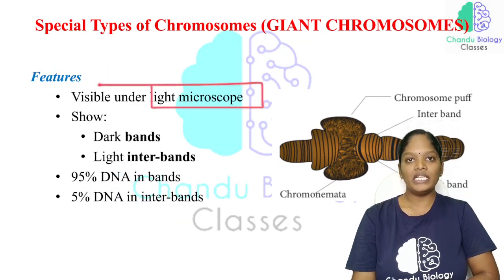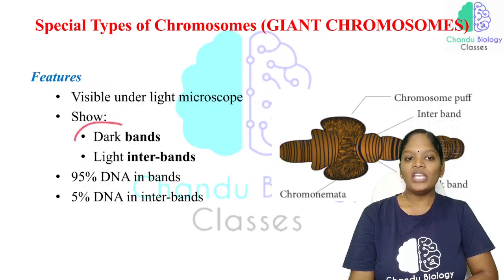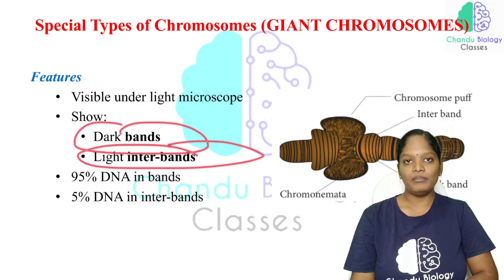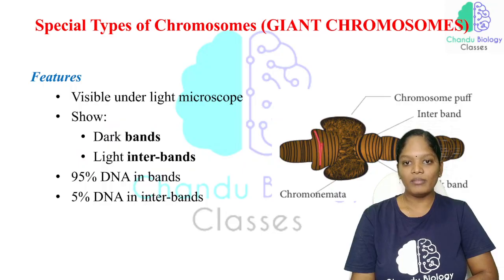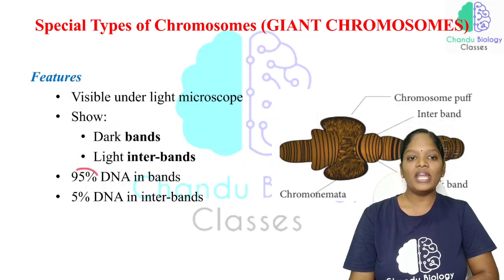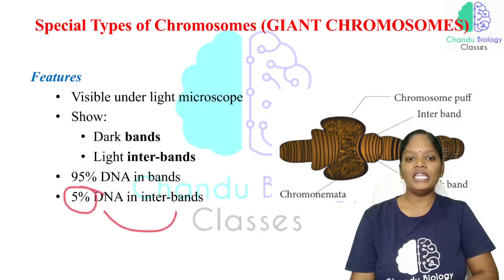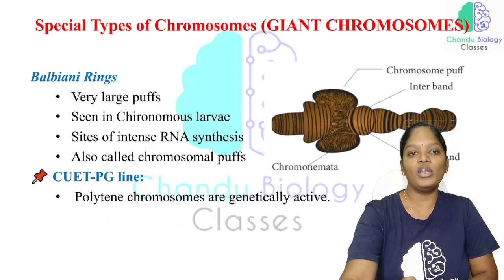Now, what are the features? It will be visible under the light microscope. They have dark bands and light interbands. Between the dark bands we can see the light interbands. So 95% of DNA is in the bands and 5% of DNA is in the interbands. So dark bands are predominant in polytene chromosomes.